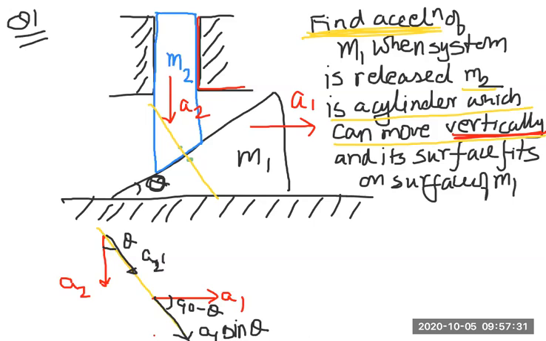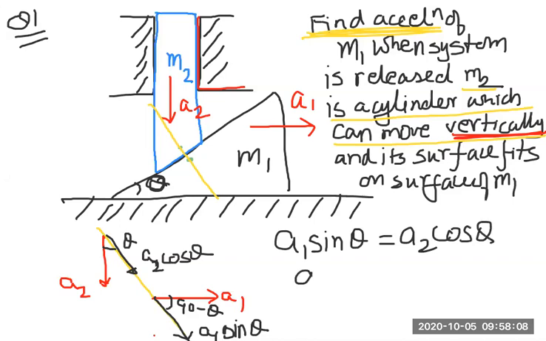This will be A2 cosine theta. And equate these components, because we learned last time that if two objects are moving such that their surfaces are in contact with each other, then the acceleration components perpendicular to the surfaces for the two objects remain the same, must always be the same. So I get A1 sine theta is equal to A2 cosine theta, or A2 is equal to A1 tan theta.